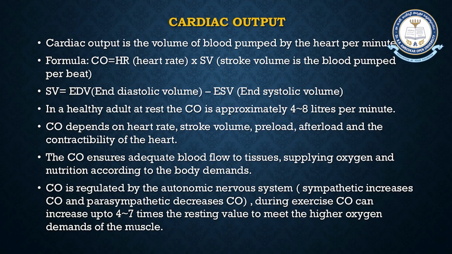Stroke volume is the blood pumped per beat. Stroke volume is equal to end diastolic volume minus the end systolic volume. In a healthy adult at rest, the cardiac output is approximately 4 to 8 liters per minute. Cardiac output depends on heart rate, stroke volume, preload, afterload, and contractility of the heart. The cardiac output ensures adequate blood flow to the tissues, supplying oxygen and nutrition according to the body demands.